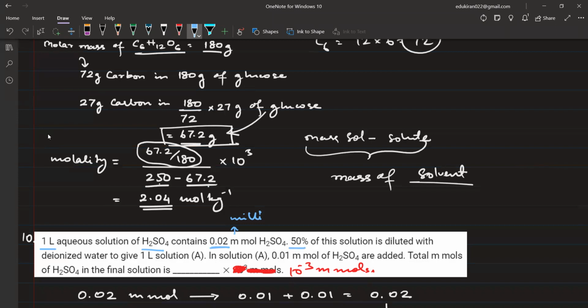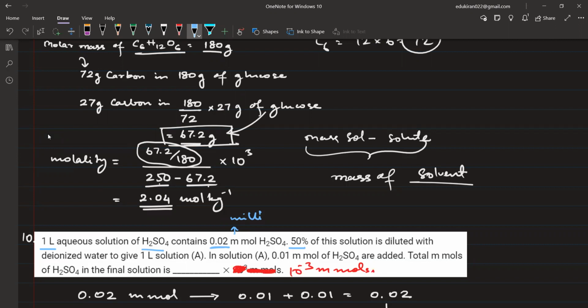50% of this solution. That means we had 1 liter, उसका हमने आधा कर दिया. Right? We have now 500 ml. 500 ml will have half millimole. Right? Because this is not concentration. Please remember, this is not concentration. This is the actual number of moles. So when you are going to half 1 liter into 500 ml, one 500 ml will have 0.01 millimoles, and the other 500 ml will have another 0.01 millimoles.